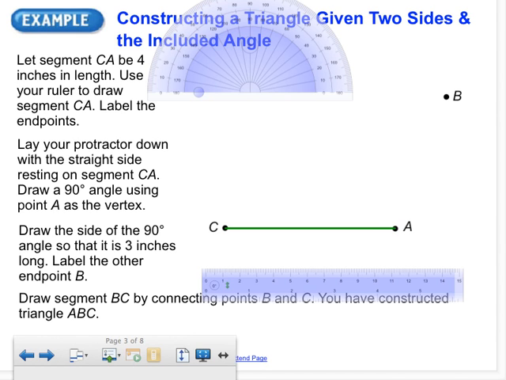Okay, the next thing we're going to do, we're going to actually use our protractor now. If you recall earlier, I said we're going to practice how to measure angles with the protractor. We're going to create an angle, and the angle is going to be 90 degrees, but we have to measure out 90 degrees. So here's what we do.